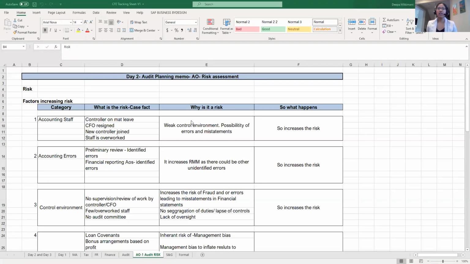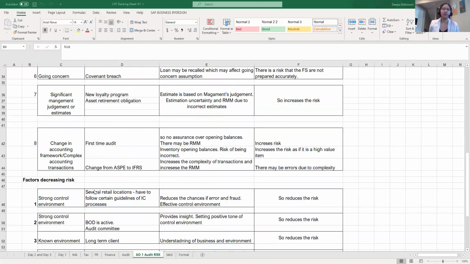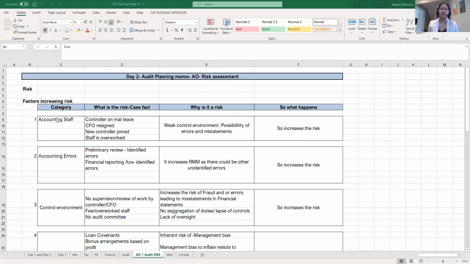The other portion is why it is a risk. It's not just sufficient to mention what the risk is, but you have to explain why it is a risk and the result, that is, what happens, whether it increases the risk or decreases the risk. Usually CPA follows a format, if you see in the solution guides, of risk, then factors increasing risk, and then factors decreasing risk. And in that there are several categories that keep repeating as a risk factor. So we will go one by one to see what it means.